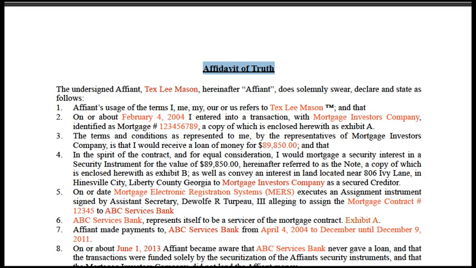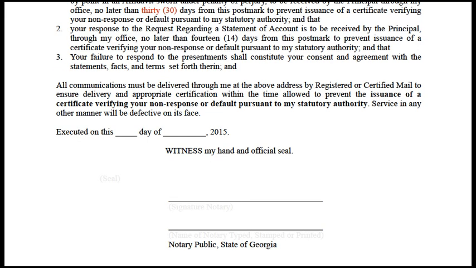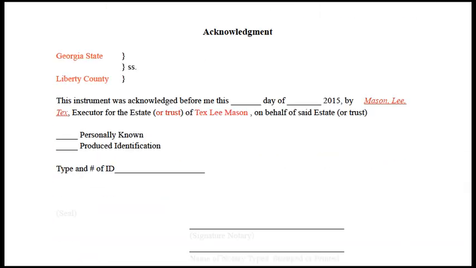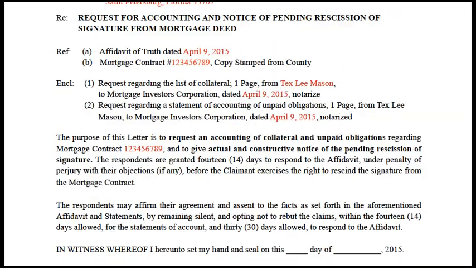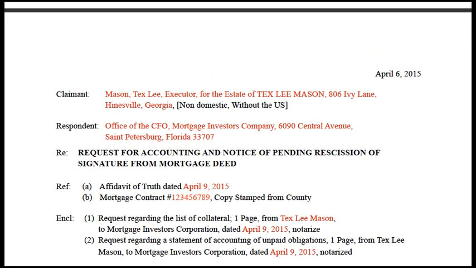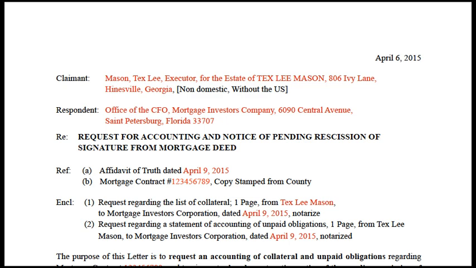How did the notary say it? Service in any other manner will be defective on its face. Well, she's talking about service, but the bottom line is, if they're not responding under penalty of perjury, it's an improper response. And if they do respond, with your competence, you'll know how you have to respond to what they're saying. You have to point out the defect in their response.